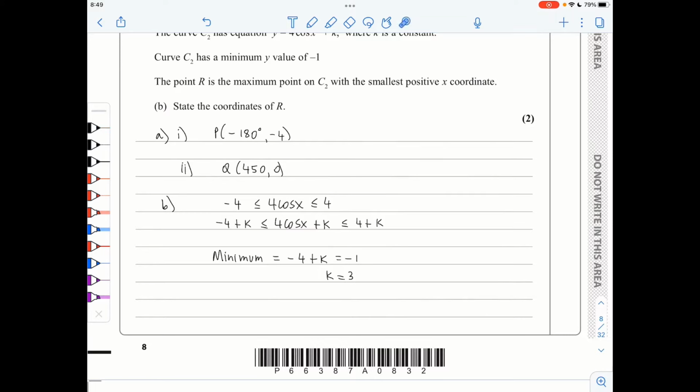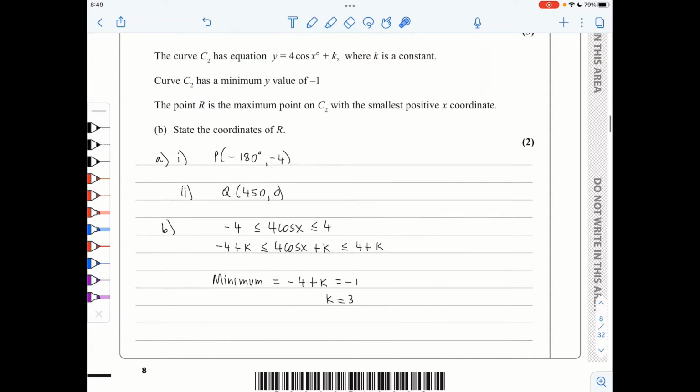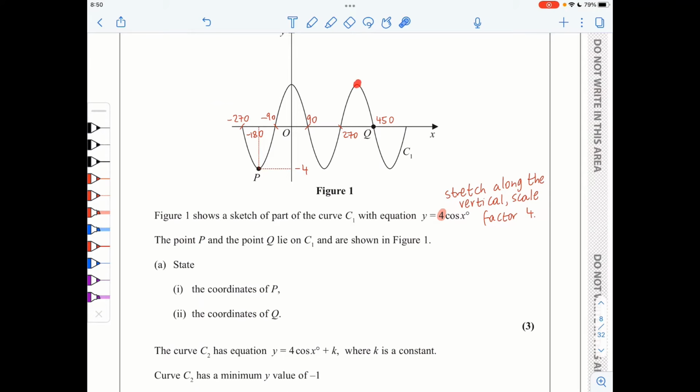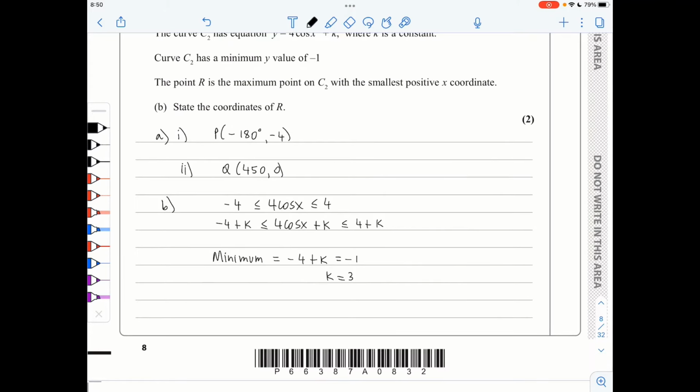The point R is the maximum point on C2 with the smallest positive x coordinate. It makes sense to look at the graph I was given here. The maximum was here. It was at 360, 4. And actually, I have translated by 3 units up because we found k to be 3. So we've got +3. So it's going to be here at 360, 7. So the coordinates of R are exactly 360, 7.